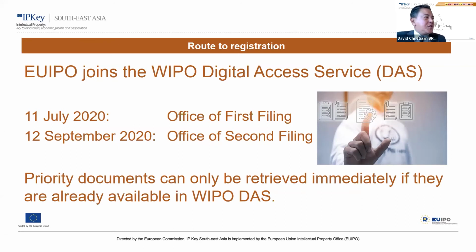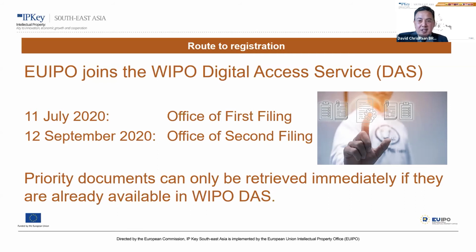The EUIPO has also joined the WIPO Digital Access Service. This is called the WIPO DAS. As of the 1st of July 2020, we are in Office of First Filing, meaning that all our registrations are given a WIPO DAS code that are all uploaded to the WIPO DAS system. And as of the 12th of September, which is quite recent, we are also in Office of Second Filing, meaning that if applicants provide the WIPO DAS code in the application, we are able to download all the priority documents, which is of course an advantage for the applicants because they don't have to submit the priority documents anymore.